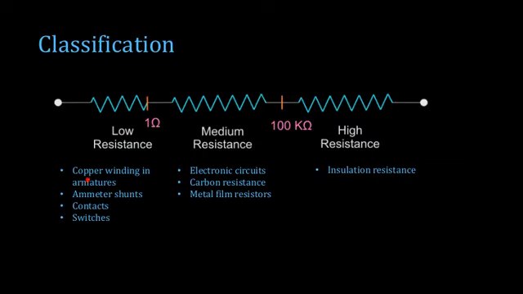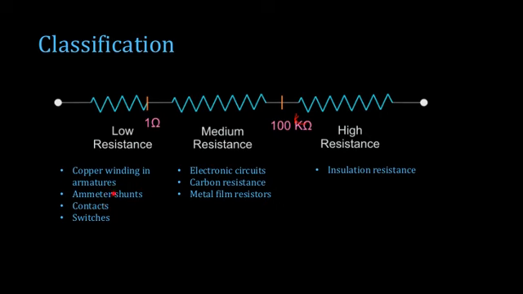Now we classify the resistors into low, medium and high based on the value that these resistors take. Low resistance values are those less than 1 ohm. From 1 ohm to 100 kilo ohm, we classify them under medium resistance, and from 100 kilo ohm and higher we have high resistance.